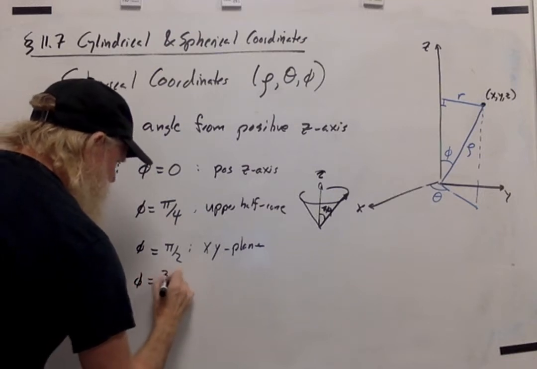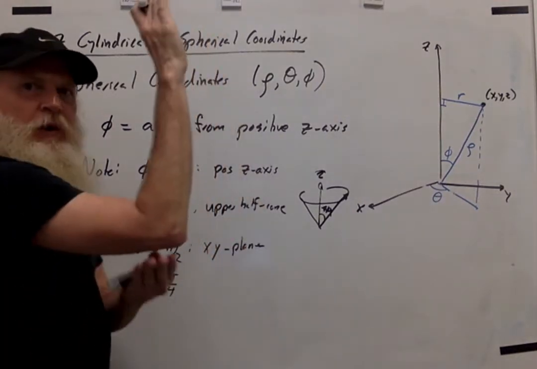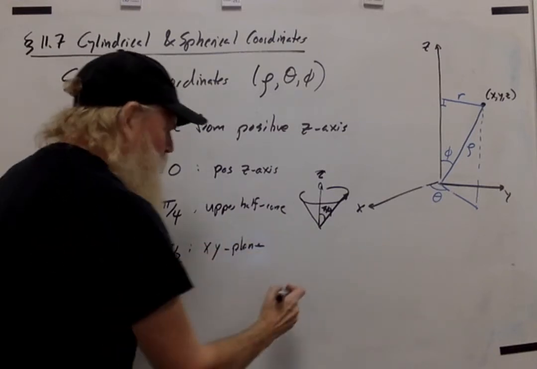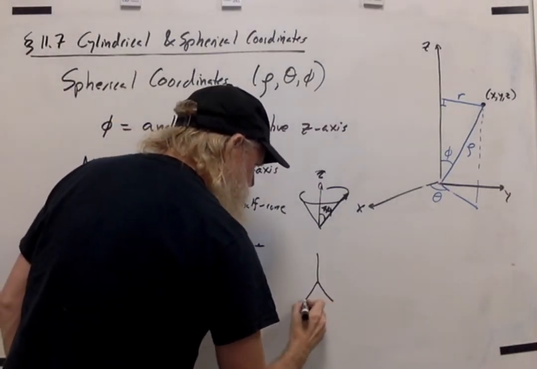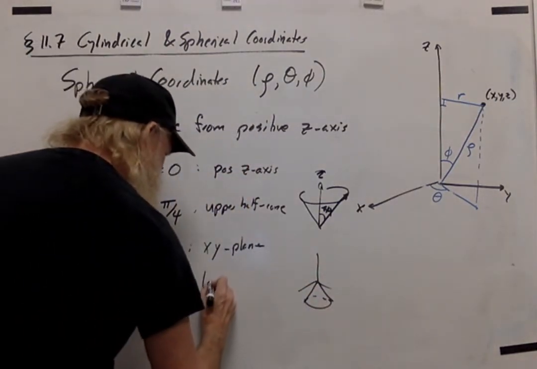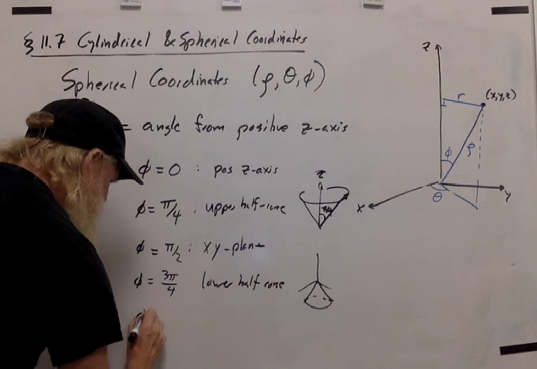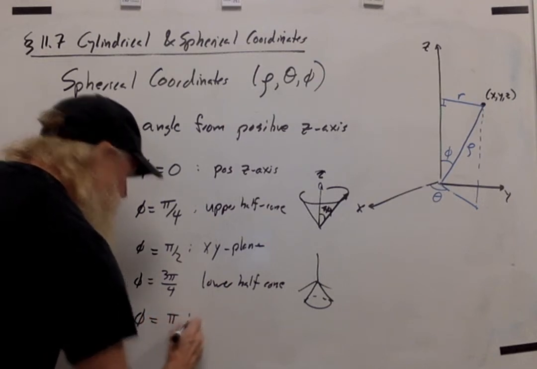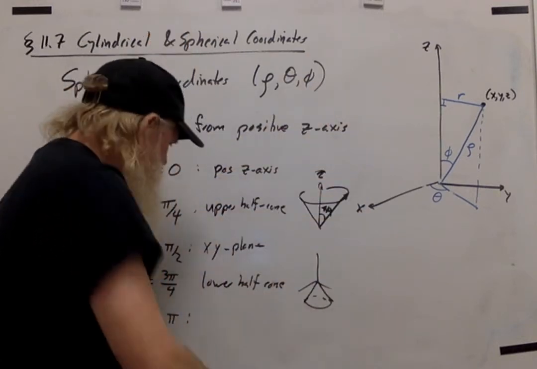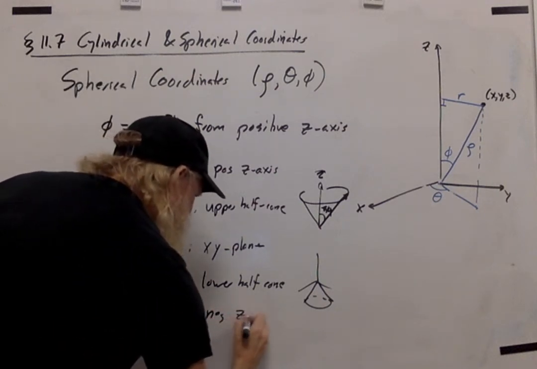Continuing, if I let phi equal 3 pi over 4, then I'm going, here's 0, pi over 4, pi over 2, 3 pi over 4, is going to give me the lower half cone. And finally, if I let phi equal pi, then I've traveled all the way from the North Pole to the South Pole. So phi equals pi is going to be the negative z-axis.